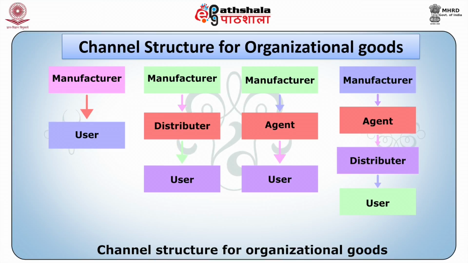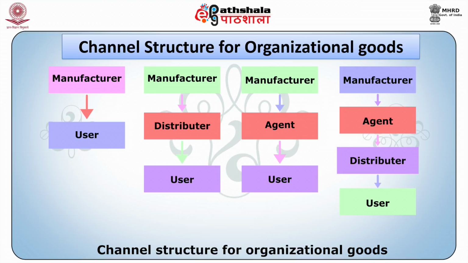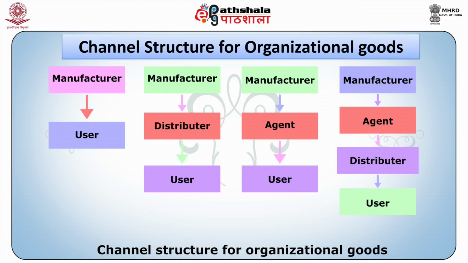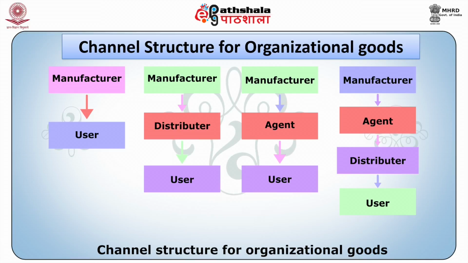Then there is manufacturer to agent to distributor to user channel. This type of channel is useful when one wants to enter into the international market. In this type of channel, sales agents are appointed who are scattered in the international market and provide distribution facility to the consumers as per their requirements.